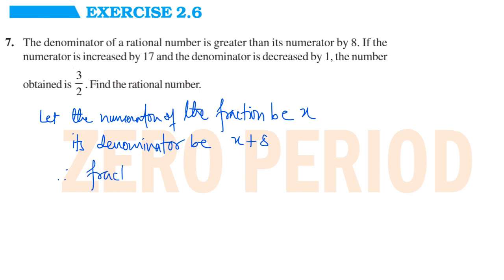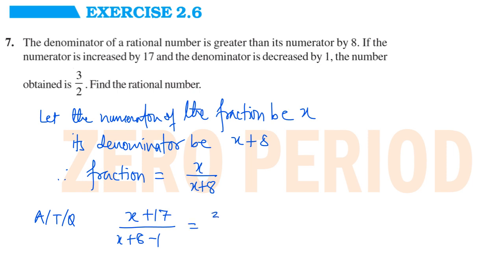Therefore fraction, what will be the fraction? Fraction will be x upon x plus 8. This is the fraction. And then go to the condition. What condition said? If the numerator is increased by 17, according to condition, if numerator increased by 17, that means x plus 17, and denominator decreased by 1, that means x plus 8 minus 1, it becomes 3 by 2.